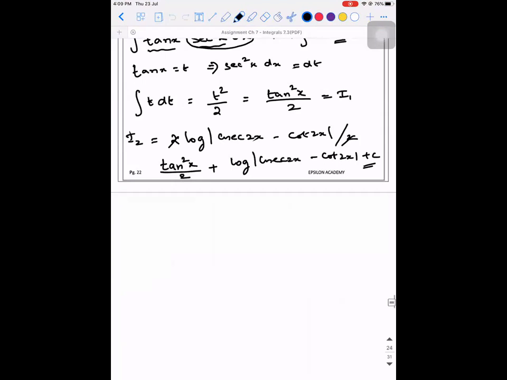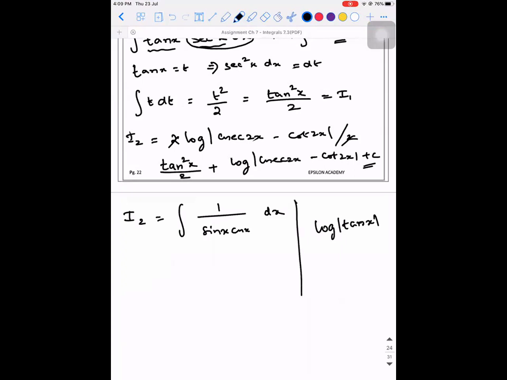So for I2 only there is a problem, no? For I2, what did we get? We got 1 by sin x into cos x. What is the idea we thought of? Multiplying and dividing with 2. But what is the book answer given? Log of tan x. Okay, so on integrating something, you got log of tan x.